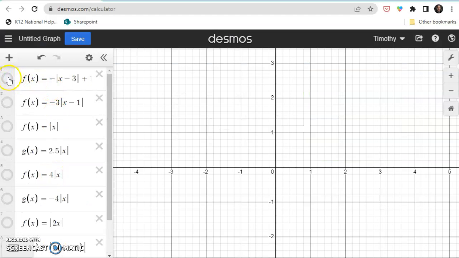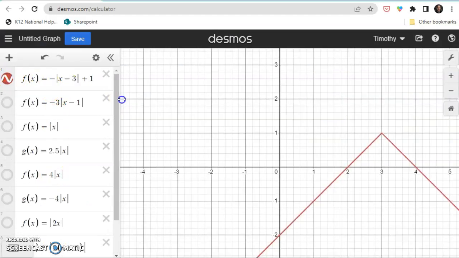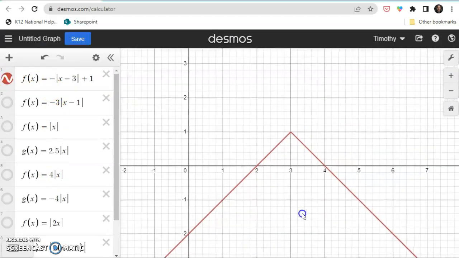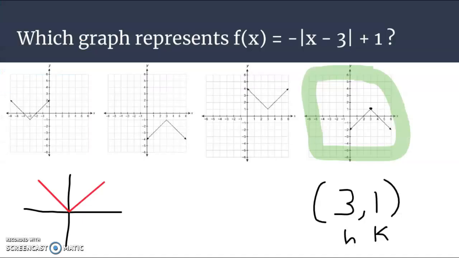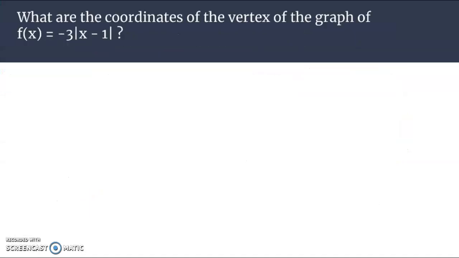Negative x is the very first one here. You can see that typed in there, +1, there we go. You can always verify on Desmos. Just plug the function in, negative x minus 3 plus 1. Notice the -3 is telling me I have a vertex at 3 right here, and the +1, that's the y coordinate. There it is, 3, 1. Alright, let's look at another one here.